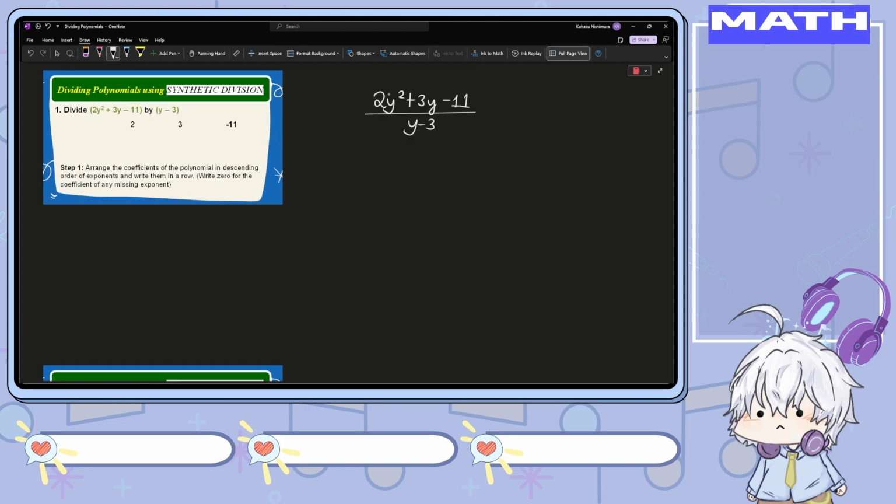in descending order to see if they're complete. So y squared corresponds to 2, y corresponds to 3, and the constant corresponds to negative 11. So far, so good.